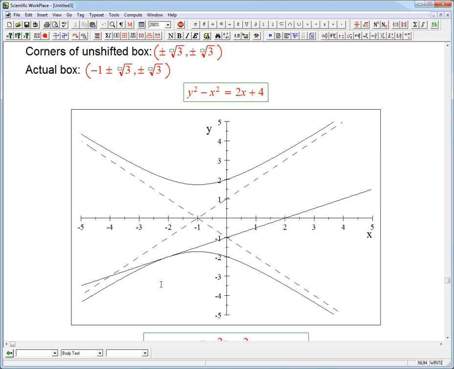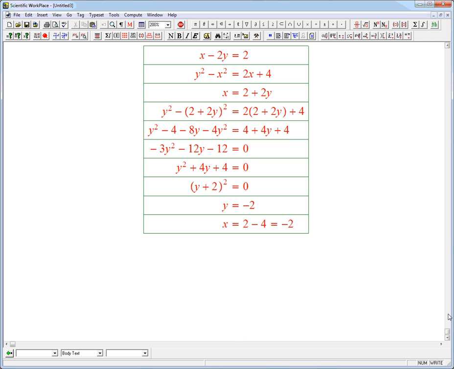Typically, a line is going to intersect a hyperbola in 2 places. You could either go here and here maybe, or it could intersect one branch here and one branch here, but that's a special case where it's actually tangent and it's just intersecting in this one point, x, y equals minus 2, minus 2.